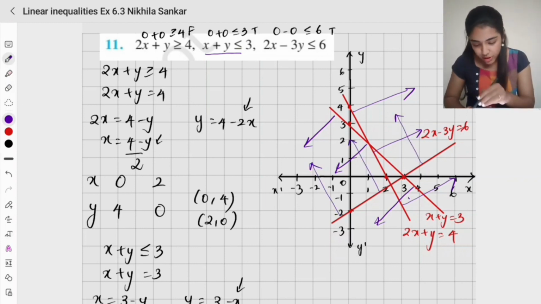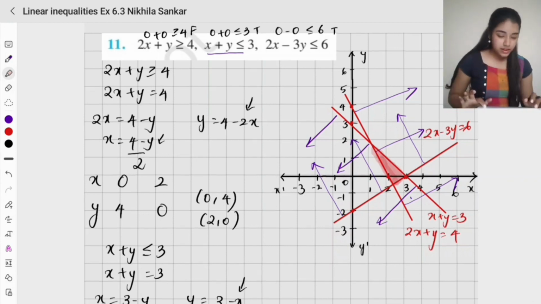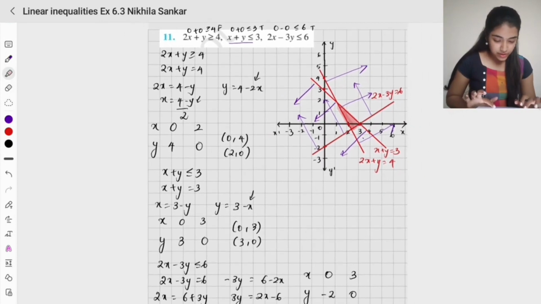So now, where is the common solution of these? So I have to check. So this particular equation, it is over here. In the equation, it is here, for this it is here. So this small triangle is the shaded region. Okay? Shade correctly. Please copy.